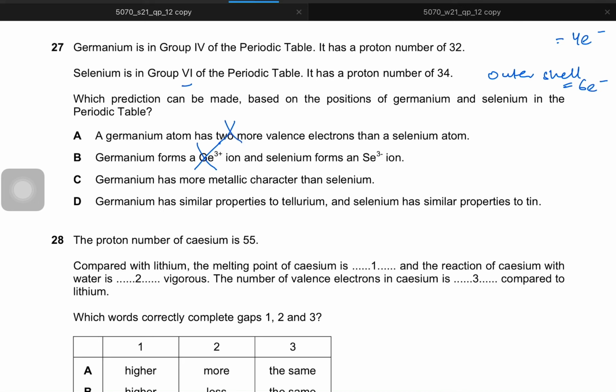Germanium atom has more metallic character. Yes, that is true, because smaller group numbers have more metallic character. Germanium has similar chemical properties to tellurium, and selenium has similar properties to tin. Tin is a transition element. Again, tellurium is a transition element. You can't put them in the same groups. They can't have the same properties. They're not in the same family of the periodic table. So it's going to be C.